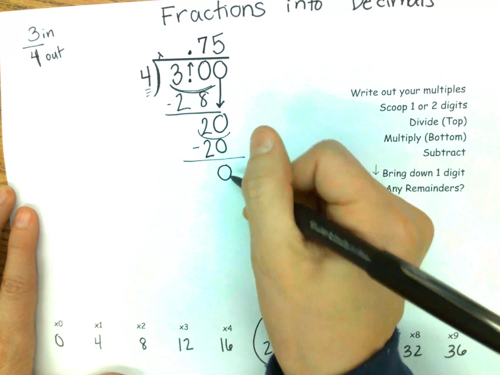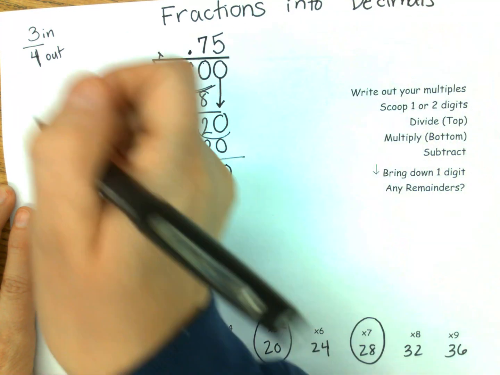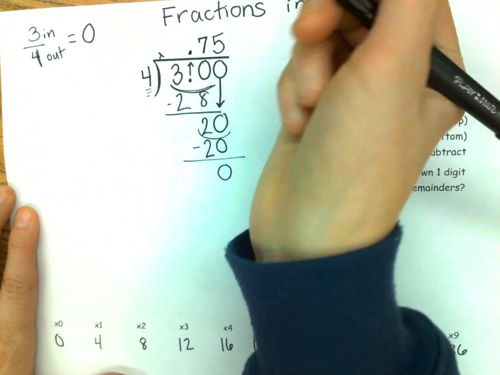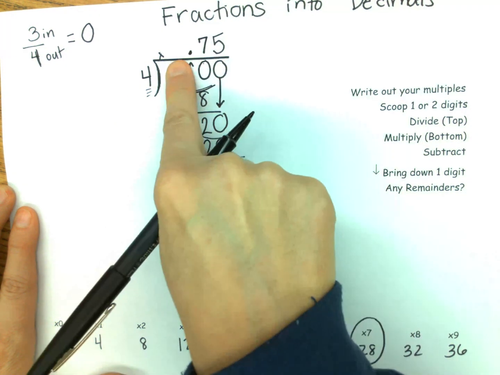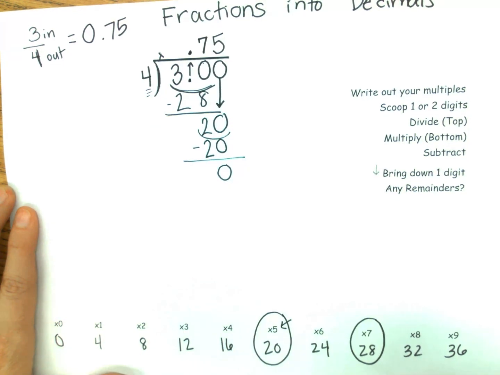So therefore, since I have 0, there's nothing remaining. And I know that I am finished with this problem. So 3/4 is actually equal to 0 wholes, because there's nothing in my whole number, and 75 hundredths.